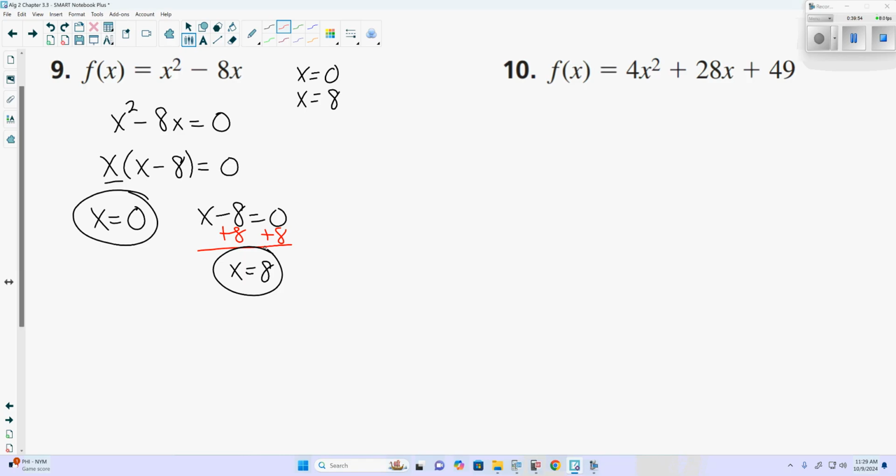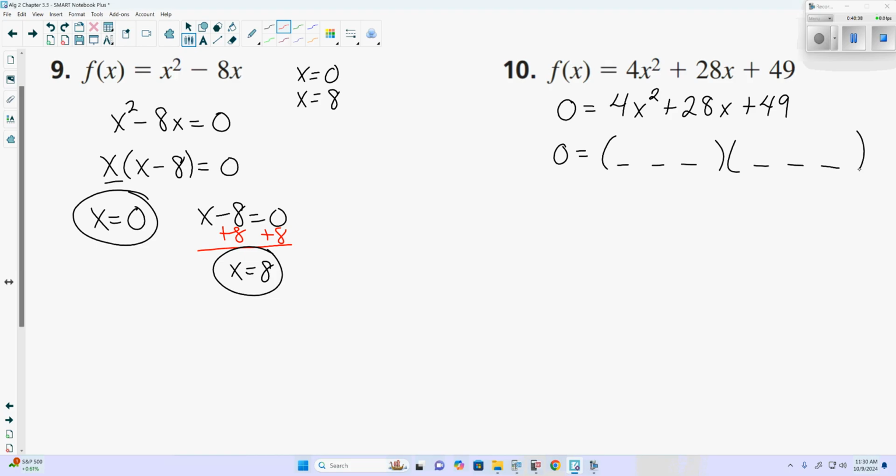This is the last one, yes? f of x equals 4x squared plus 28x plus 49. Now, unfortunately, we can't necessarily use the graphing calculator because our solutions are rational. They don't give us nice integers. So we can factor this. Now, there is no greatest common factor between the three terms, so we're going to have our two sets of parentheses with three spaces.